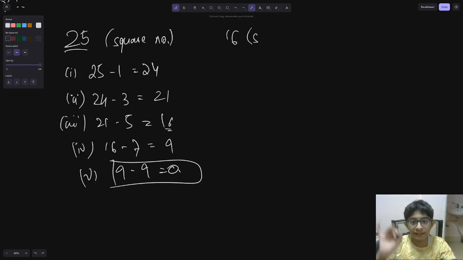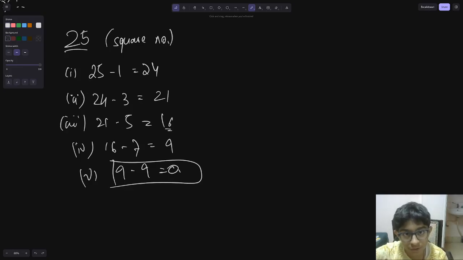So if you take any square number and continuously subtract odd numbers from it, you must reach 0. The other way around is also true. So if you have a non-square number and keep subtracting odd numbers from it, you will not reach 0.